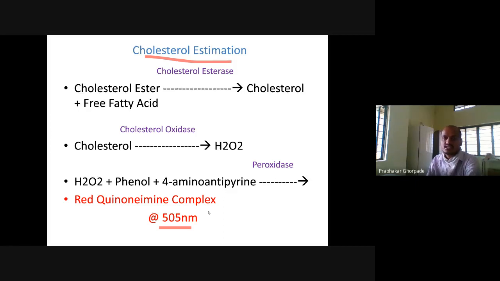If you are using the enzymatic test, cholesterol esterase and cholesterol oxidase are involved. Basically, we are treating it with the esterase, removing the free fatty acid from the cholesterol ester, and we are getting cholesterol. We are reacting it with the oxidase, and we are getting hydrogen peroxide, and this hydrogen peroxide we are reacting with phenol and 4-aminoantipyrine, and we are getting the red quinoneimine complex. We can read it at 505 nanometer.